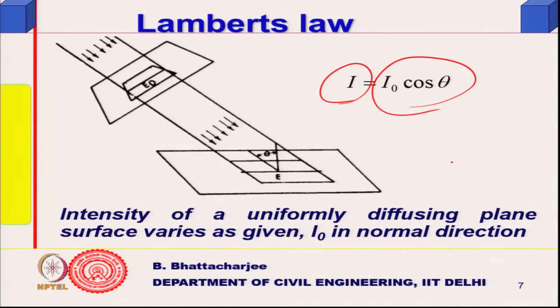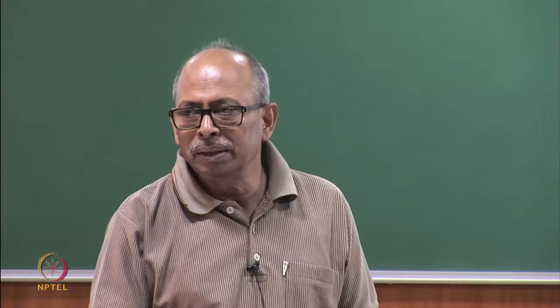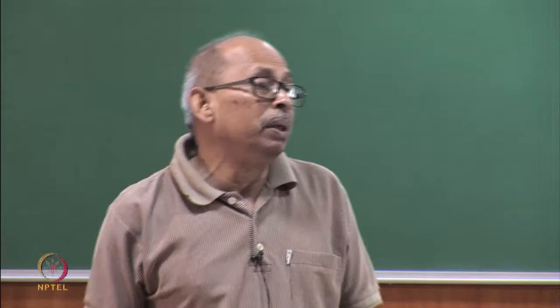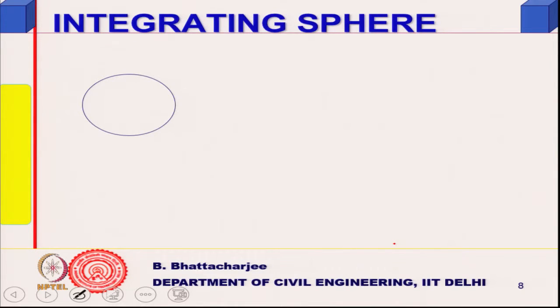Intensity of a uniformly diffusing plane surface varies as given, I 0 is in the normal direction, right. So, intensity varies along different directions. Okay. Now, this principle is important. This is called the principle of integrating sphere.